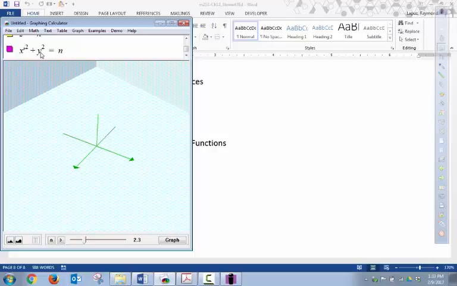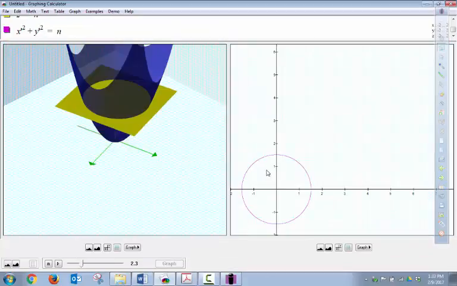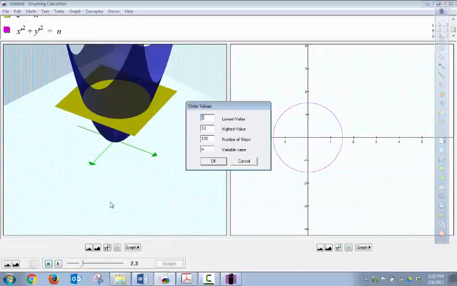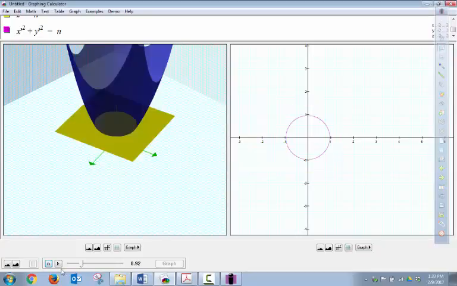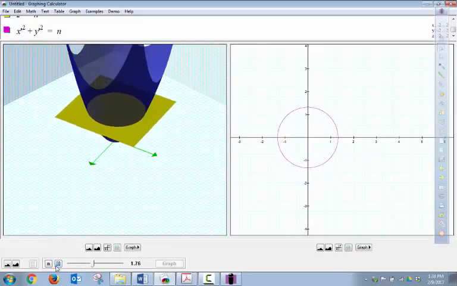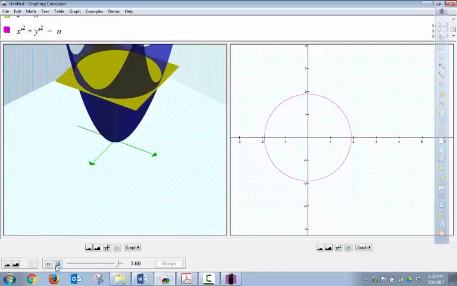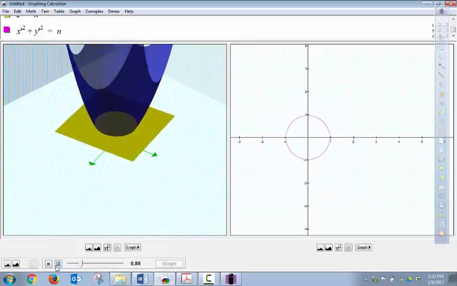And what I'm going to do is create another image on the side so that you can see the cross-section cuts. As you move up and down, you'll see the kind of graphs that you'll get. Right? And they're just circles.